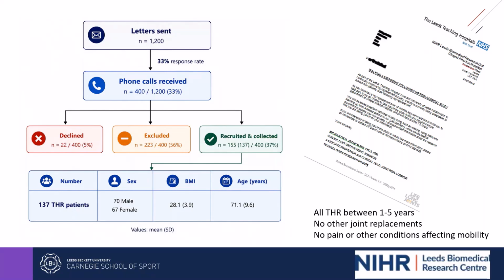But again, we were really grateful for all those patients who were willing to take part. And it's also worth mentioning now that we did have quite a strict inclusion criteria in that we wanted no other joints replaced other than their hips. And we also wanted them to have no pain, so it almost needed to be a really well-functioning joint replacement, and also no other conditions that affected their mobility. And actually, when you're working with an elderly or an older adult population, that's quite difficult to do.